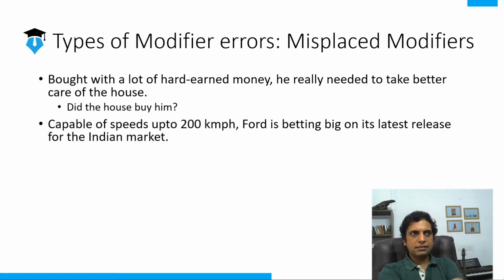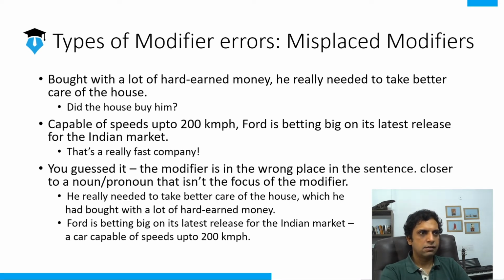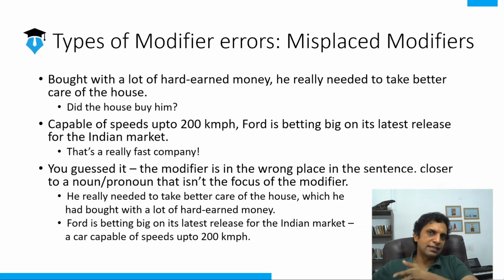So how do you correct that? Again, by changing things around. Ford is betting big on its latest release for the Indian market, a car capable of speeds up to 200 kilometers an hour. So basically a misplaced modifier is when the subject of the modifier is in the sentence, but is very far away from the modifier. The modifier is actually next to something else, another noun or pronoun, which it could be describing, but it doesn't fit from the context.